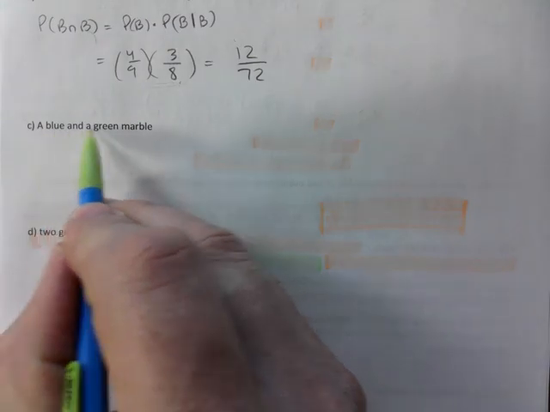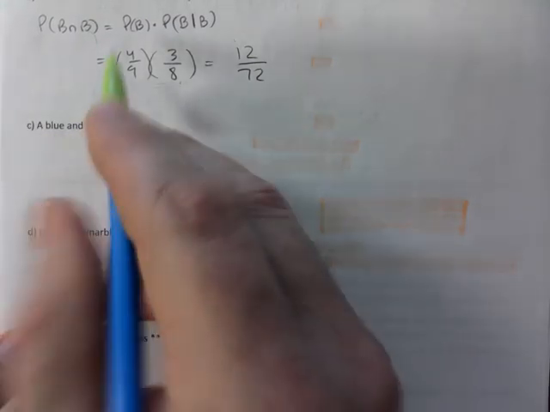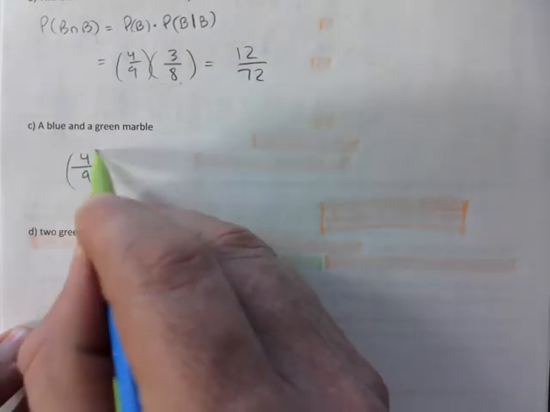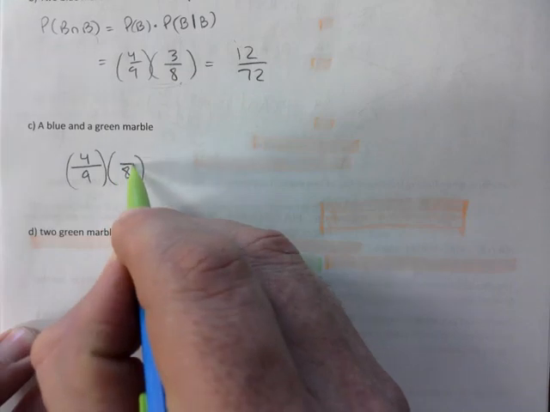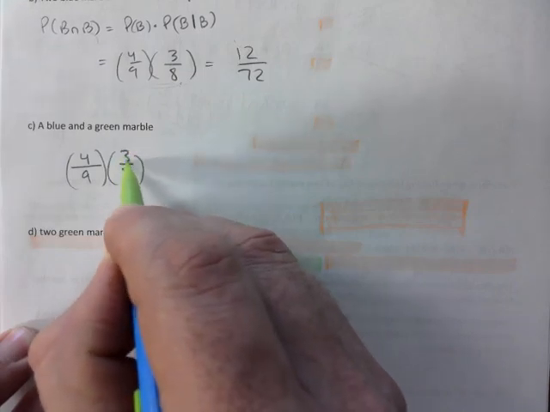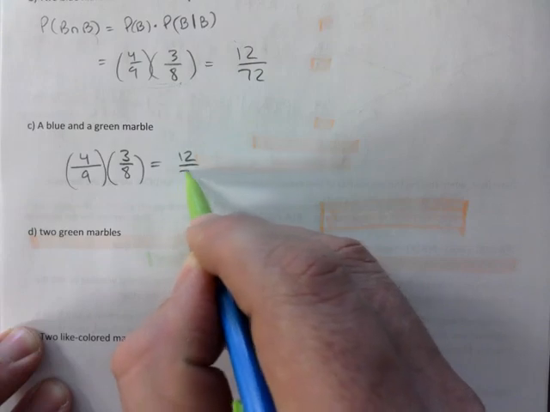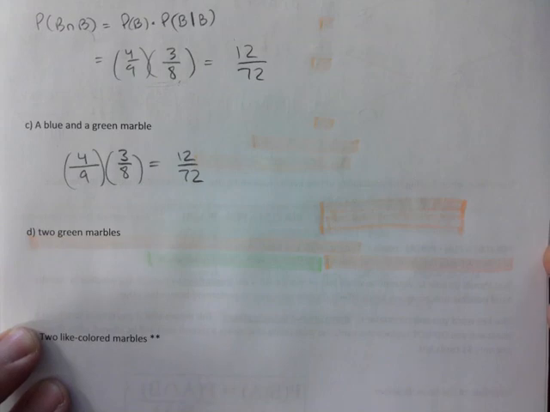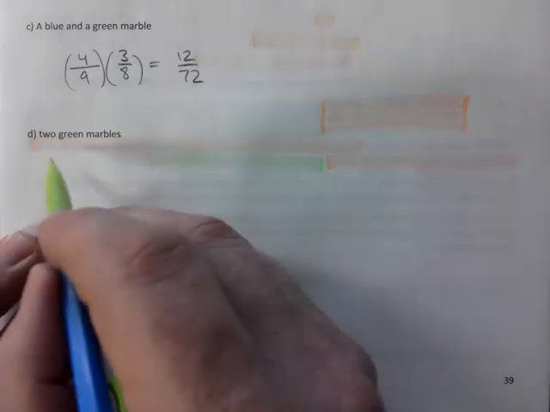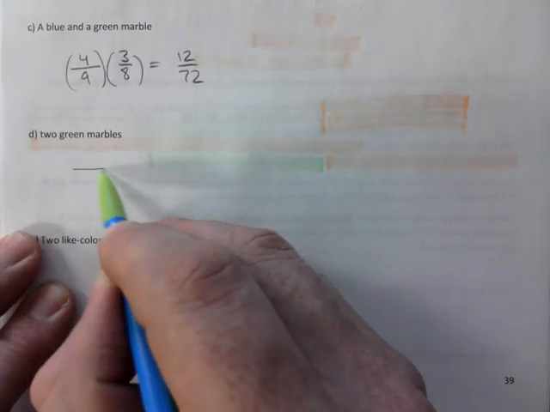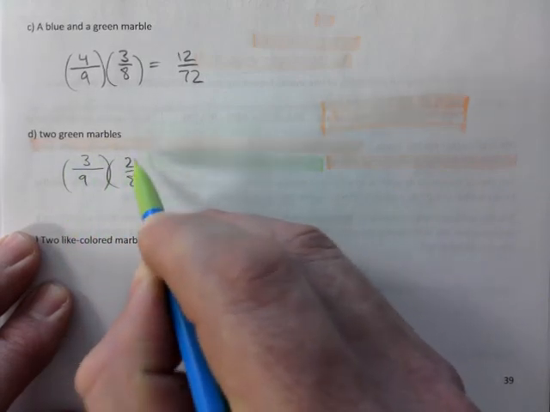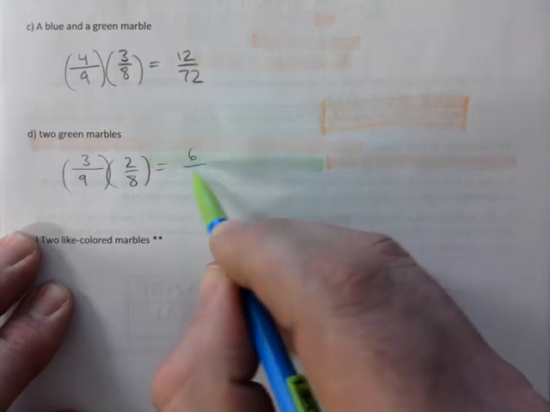Okay, blue and green. I'm not going to do the notation in this case. I'm just going to go with blue. We've got 4 out of 9, and 1 has been removed, so it's 8. So we'll just grab the 3 greens. So this is 12 over 72 as well. Is that right? Yeah, it is. Okay, good. 2 green marbles, green and green. So we have 3 over 9 to start, and then it's 2 over 8. So that's 6 over 72.